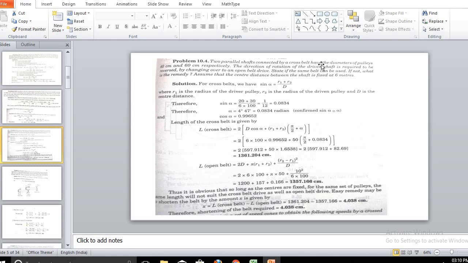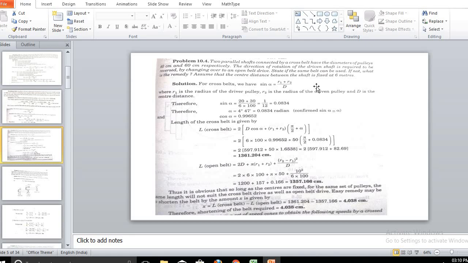Now, as it is a cross belt drive, the direction of the driven shaft must be reversed by changing over to an open belt drive. After changing over to an open belt drive, state if the same belt can be used. If not, what is the remedy? Assume that the center distance between the shafts is fixed at 6 meters.